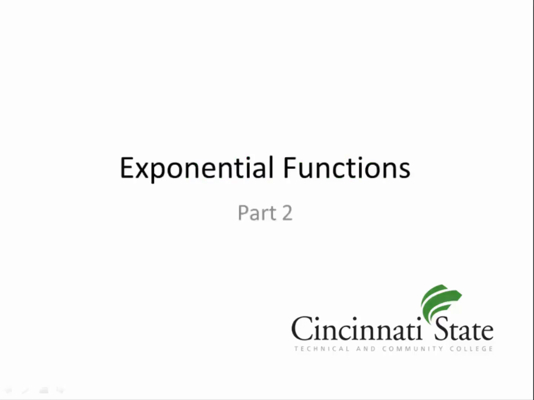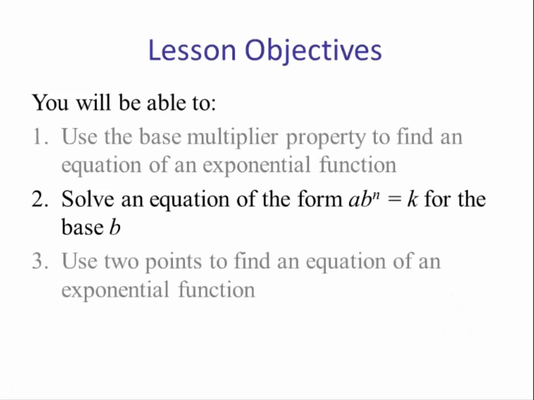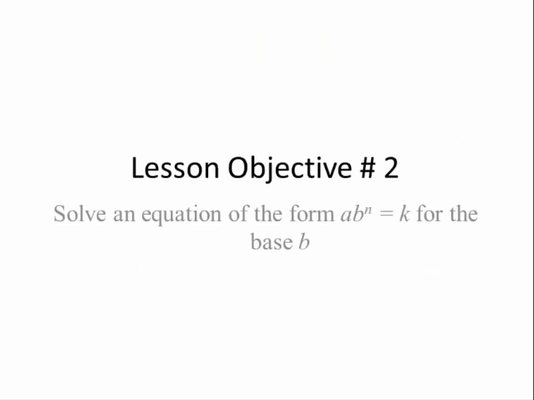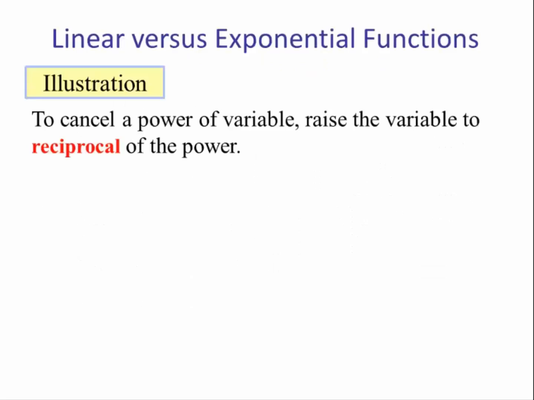Pre-statistics. Exponential functions, part 2. Lesson objective: solve an equation of the form a times b to the n equals k for base b. Illustration: to cancel a power of a variable, raise the variable to the reciprocal of the power.